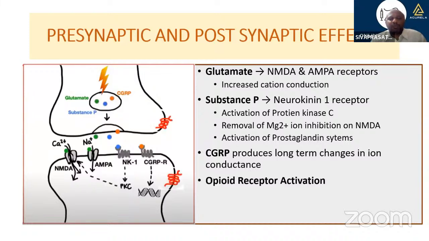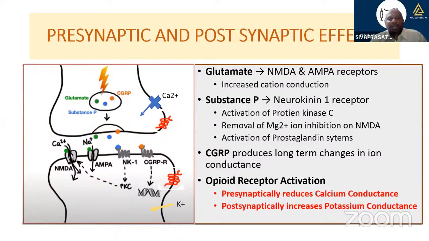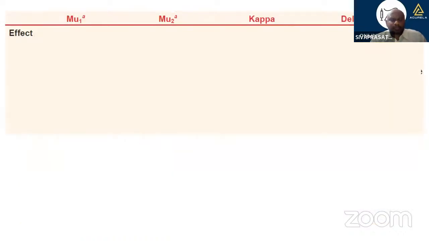Once the opiate receptor is activated here, it will prevent calcium conductance into this presynaptic neuron and reduce the secretion of glutamate and substance P. Postsynaptically, it will hyperpolarize the membrane and reduce the activity of NMDA, AMPA, and neurokinin receptors, thereby modulating the pain. So the opiate analgesic is not an absolute anesthesia, but a modulation of pain.